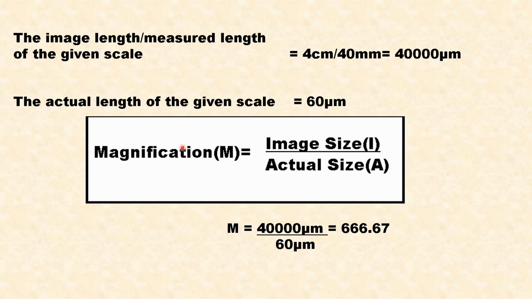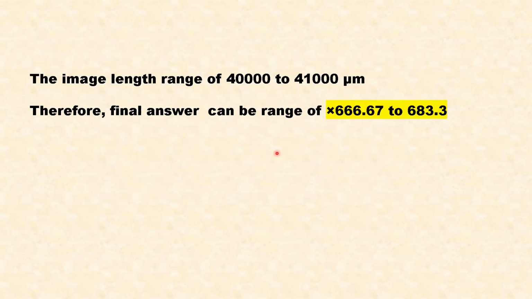Next, we have to apply the equation for magnification. So, magnification is equal to image size divided by actual size. In this case, the magnification is 666.67. However, your answer can fall within the range of 666.67 to 683.3. Finally, when you're giving your magnification, don't forget to include the times symbol before the number.